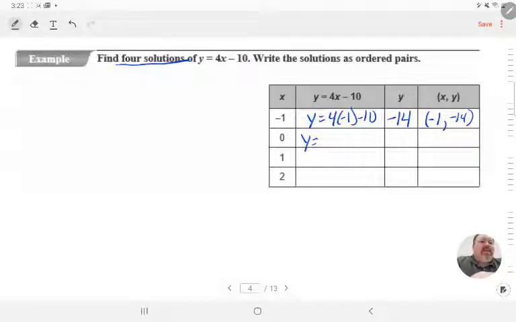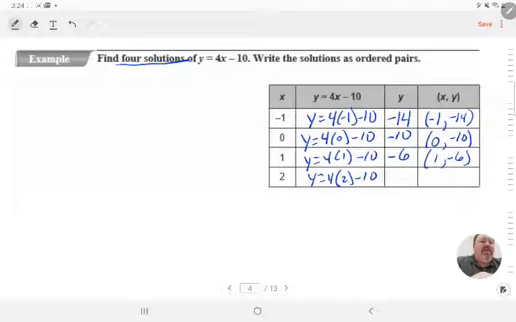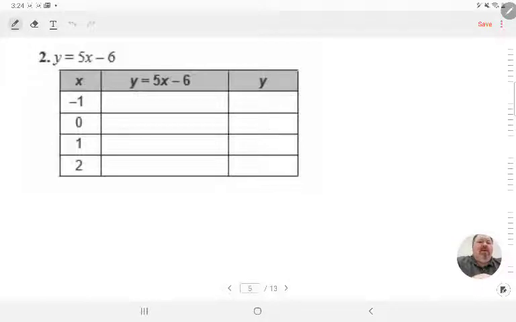Then we have y equals, so the equation does not change, 4 times 0 minus 10, which would give me negative 10. So (0, -10). Then I have y equals 4 times 1 minus 10. That would give me negative 6. So (1, -6). And then y equals 4 times 2 minus 10, which would give me negative 2. So (2, -2). And that is my four ordered pairs. Okay? All right, you try this one, then come back and see how you did.